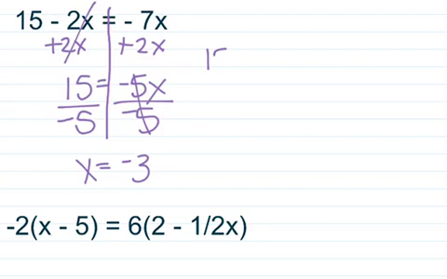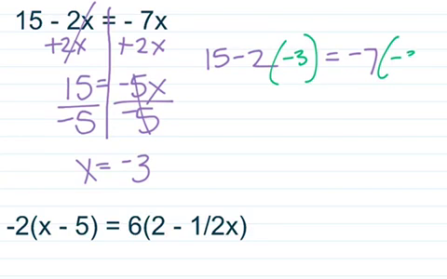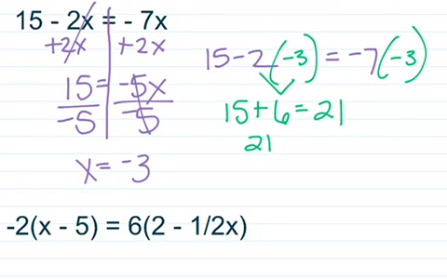So what that means is you just take the original problem, so 15 minus 2, instead of x, you put what x equals, negative 3, equals negative 7 times negative 3. And then that way when I solve it, order of operations, we have negative 2 times negative 3. So that is 15 plus 6 equals, negative times a negative is a positive, and 15 plus 6 is 21. So you know you did it correctly, okay? So again, checking your answer is a way to know that you did it right and you got the right answer. So once you guys have that, feel free to go to the next problem with me.